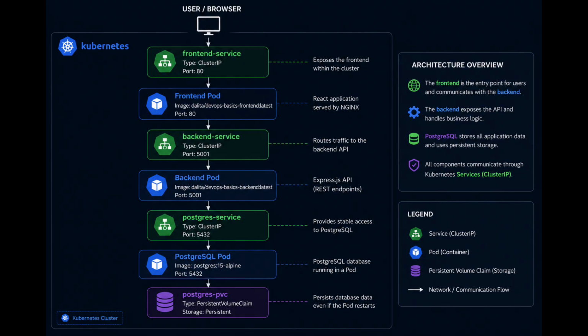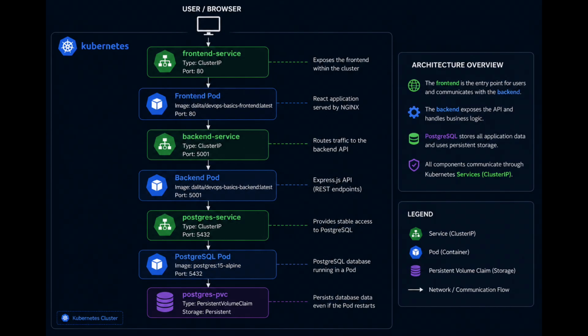Let's take a look at the complete architecture we've built. The front end is exposed through the front-end service. Requests are sent to the front-end pod where our React application is running. When the front end needs data, it communicates with the backend service. The backend service routes traffic to the backend pod running our Express API. The backend then connects to PostgreSQL through the Postgres-service. Finally, PostgreSQL stores all application data inside a persistent volume claim, ensuring the data survives pod restarts.